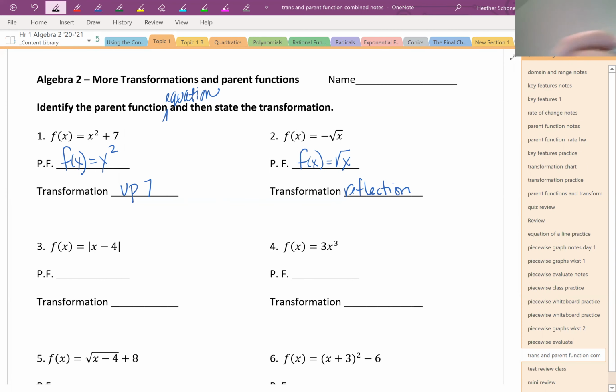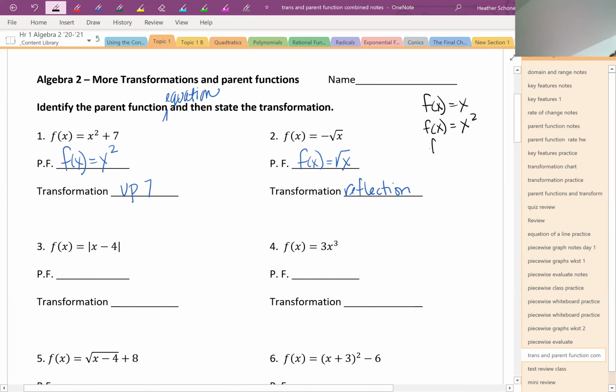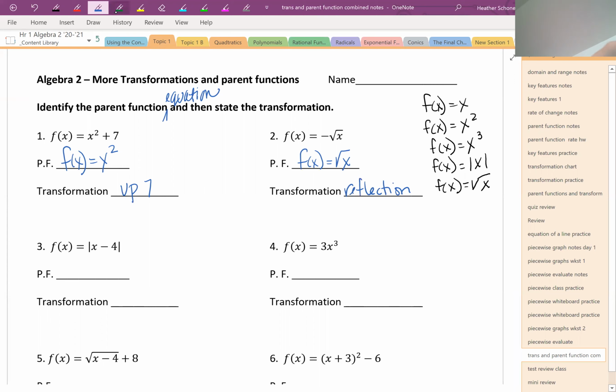Okay. If it helps, just as a reminder, let's put our parent functions on here. We have the linear one, so f of x equals x. We have the quadratic one, f of x equals x squared. Cubic, where it equals x cubed. Absolute value, which is the absolute value of x. And the square root, or the radical. Those are the parent functions that you need to know. All right, so let's continue on.